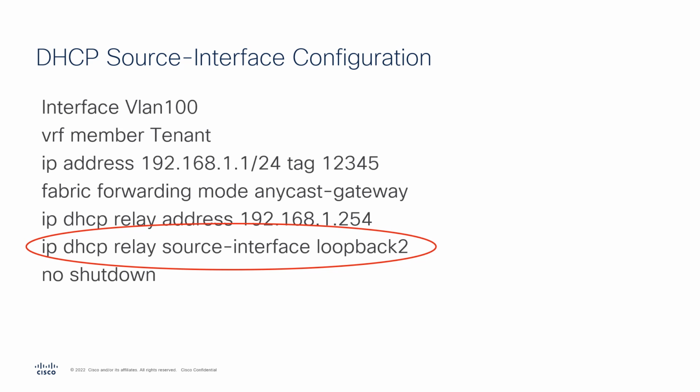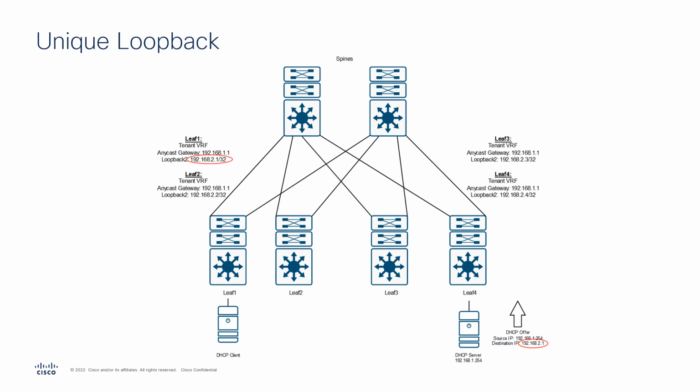After the unique loopback is configured, it is also necessary to define it as the source interface for your DHCP relay. This is done under the anycast gateway interface. Now that the unique loopback is used to source the DHCP relay packets, we can see that there is only one device that owns the IP that the DHCP server will respond to. This makes sure that the DHCP replies will be forwarded to the correct VTEP.